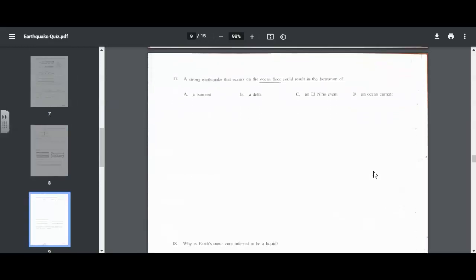Number 17. A strong earthquake that occurs on the ocean floor could result in the formation of what? So think, the earthquake is happening in the ocean. This could end up with A, tsunami, B, delta, C, El Nino event, or D, ocean current.